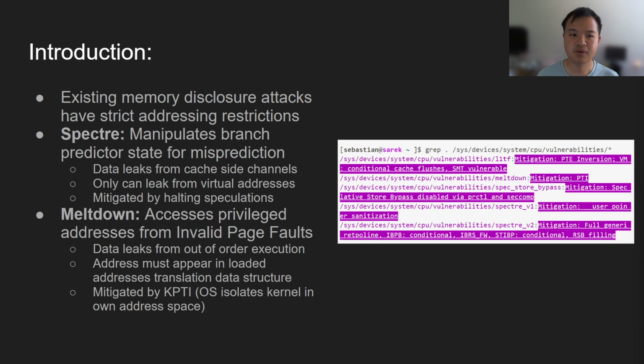As an introduction, we know that there are many types of transient memory disclosure attacks. However, these memory disclosure attacks have really strict addressing restrictions, those of which are called Spectre, Meltdown, and Foreshadow. The first one is Spectre, and what it does is basically manipulate the branch predictor state for misprediction. How it works is that it requires victims to be in a confused deputy attack, which basically means that the attacker has to trick the user into executing these speculative gadgets in order to leak data. And this data leaks through a covert cache side channel.